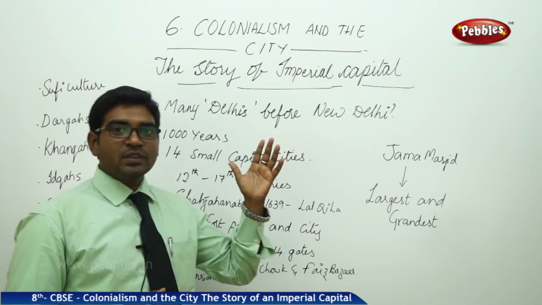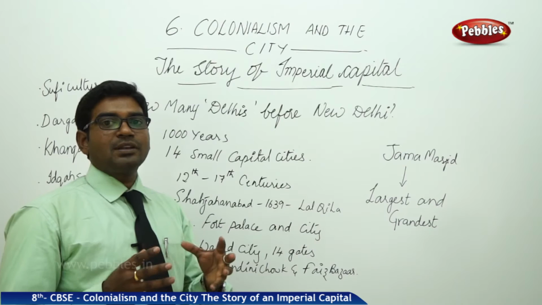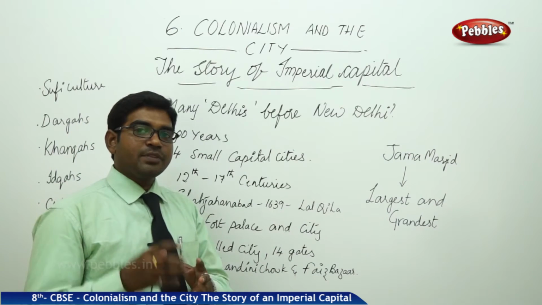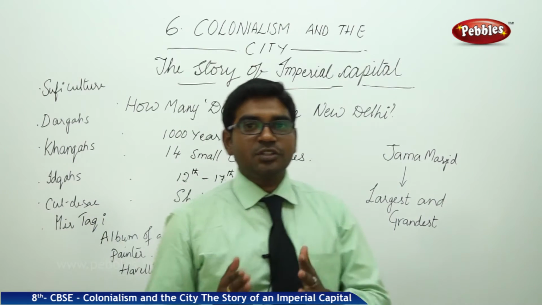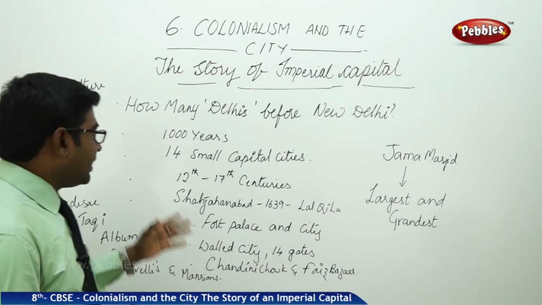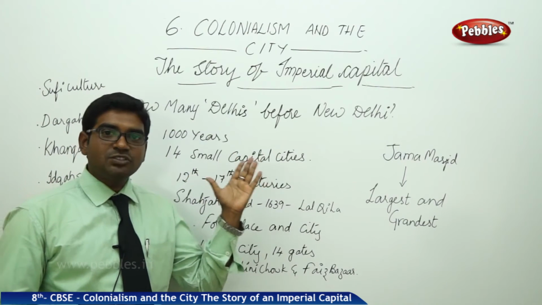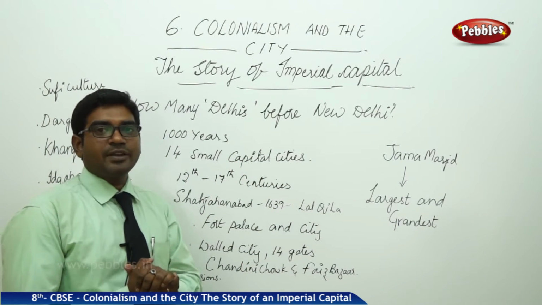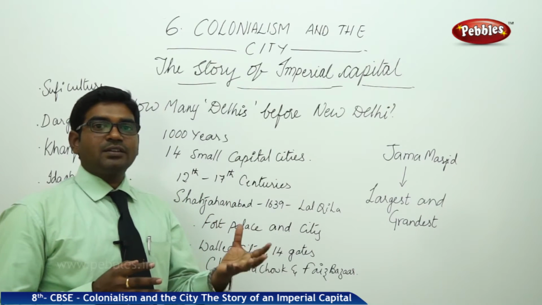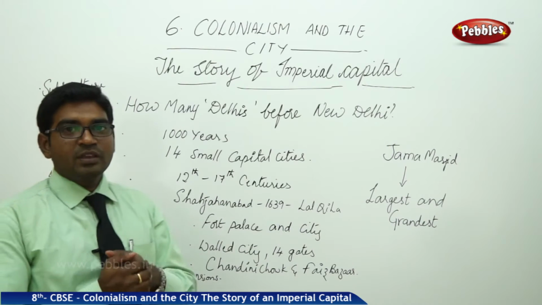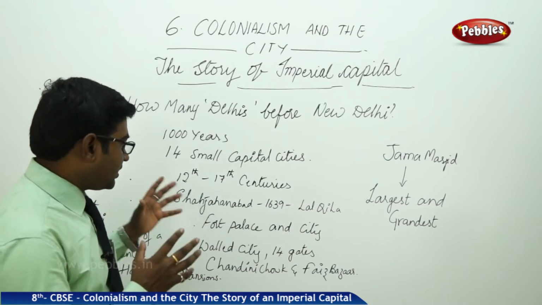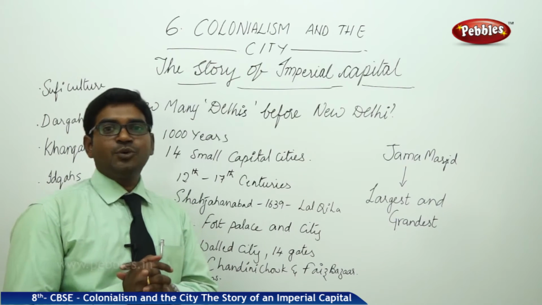For 1000 years the city served as a capital for many dynasties. Each dynasty used to select a particular region to be their city, and like this it acted as 14 small capital cities. We can also find, 60 miles away from the river Yamuna region, a small city. During the 12th to 17th centuries, we have the grand city being built.